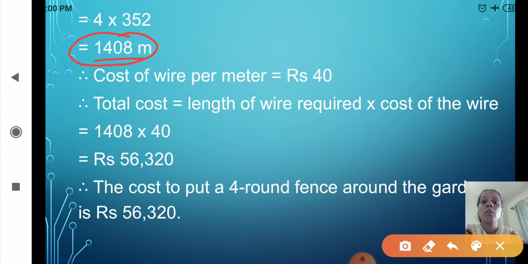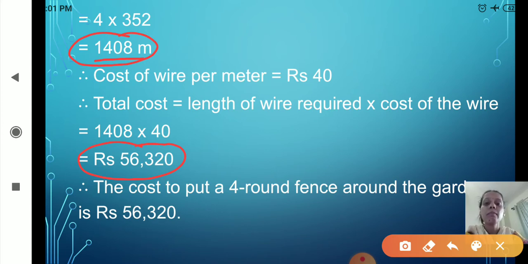Now we will find out the cost of the wire. How will you find the cost of the wire? The cost of the wire per meter is given, rupees 40. Now we have to find the cost of the wire for 4 round fencing. And what is the length of the 4 round fencing? That is 1408 meter. So 1408 multiplied by 40. So the answer is 56,320 rupees. Therefore the cost to put a 4 round fence around the garden is rupees 56,320.